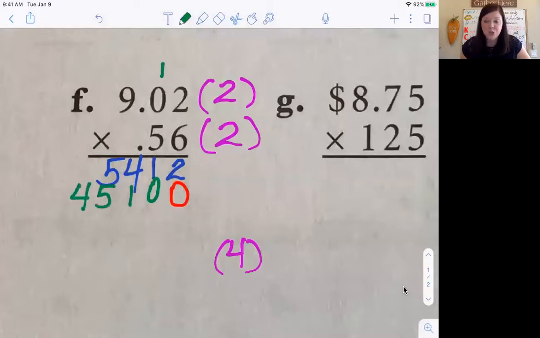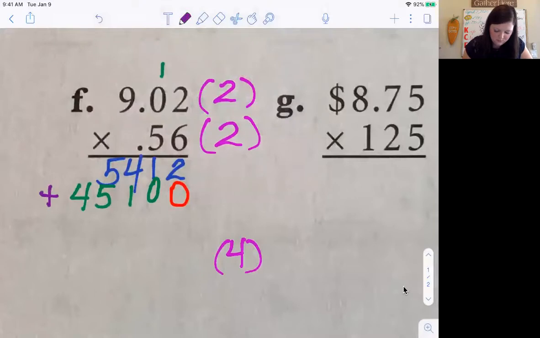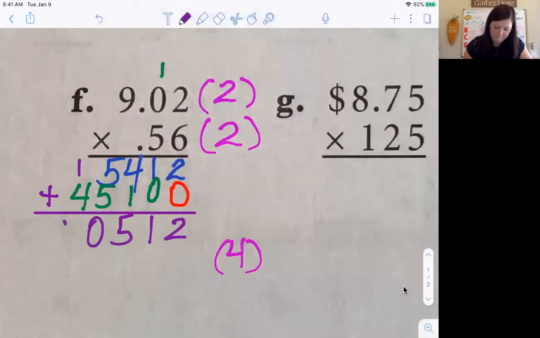Now that we have our two partial products, it's time for us to add those together. 2 plus nothing, 1 plus nothing, 4 plus 1, 5 plus 5, 1 plus 4. This is not our answer. I repeat, this is not our answer.